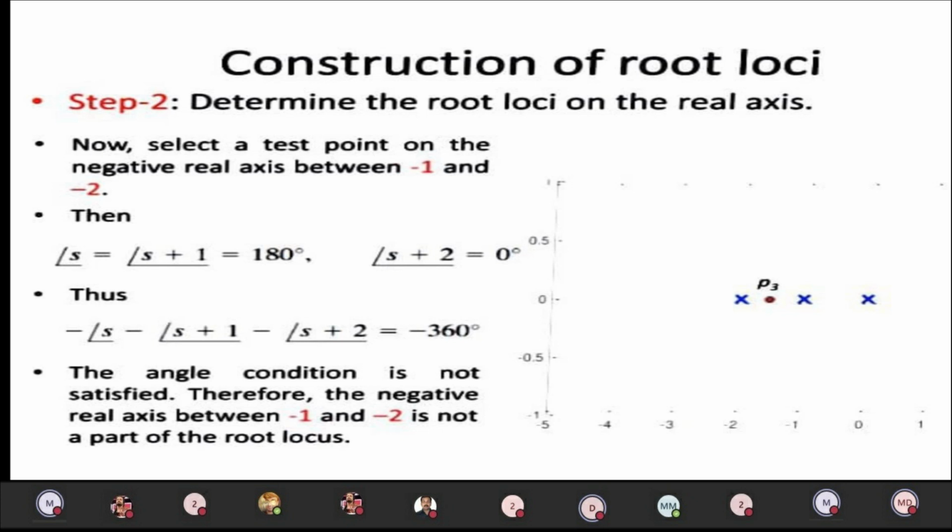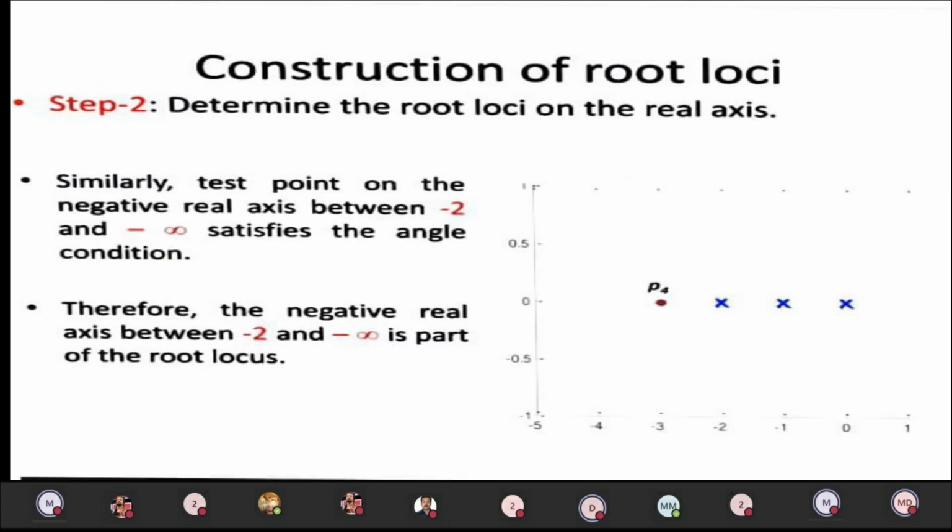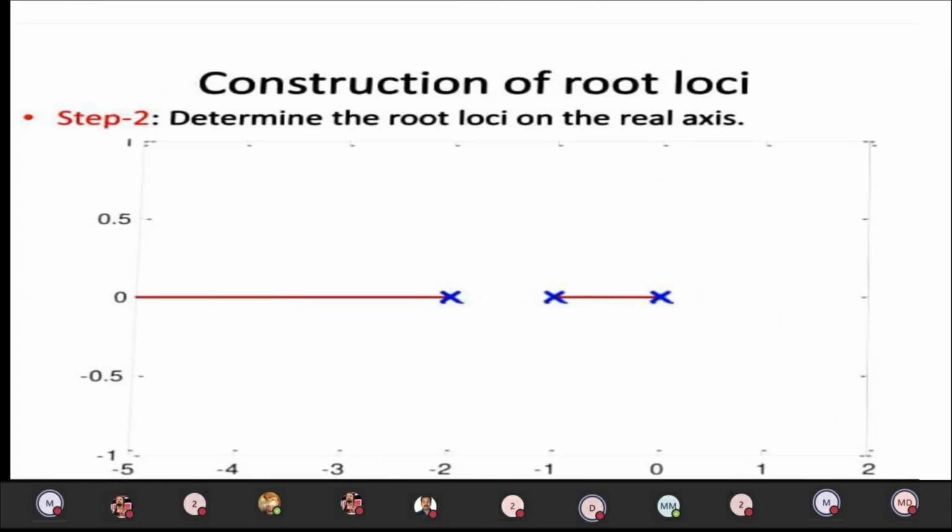Similarly, take another test point between the third pole and the entire negative real axis. Here, how many poles and zeros are there on the right hand side? There are three poles and zeros, which is an odd number. Therefore, from the third pole to the entire negative real axis will be root locus on the real axis. Like that you have to do it. So finally you have to draw the root locus on the real axis.